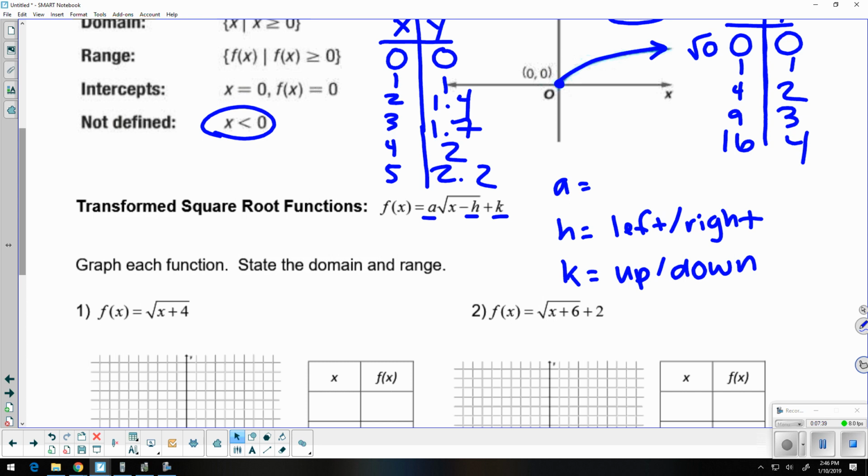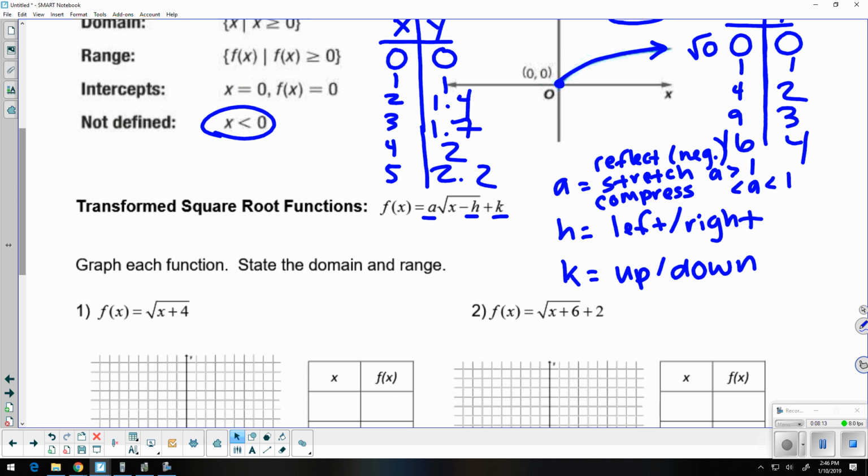Your A value does one of 3 things. It can reflect it, and that's only if it's a negative number. So if A is a negative number out front, then it's going to be a reflection. It also can stretch it, potentially. The only way that it's going to vertically stretch it is if A is a number bigger than 1, so if it's like 2 or 3 or 4 or anything like that. Or it can also compress the graph, just shrinking it, vertically compressing it, if A is a small number.